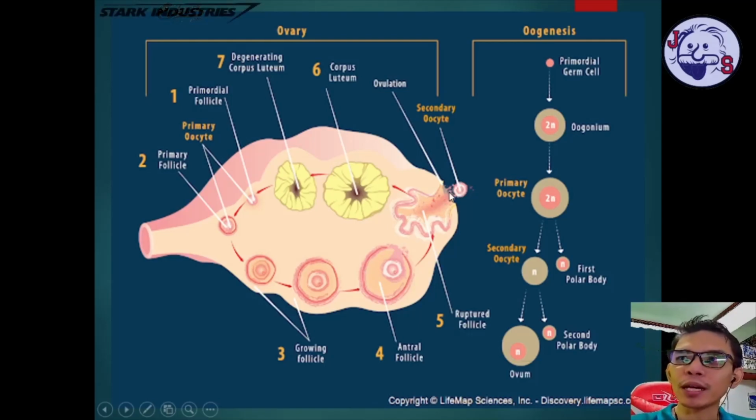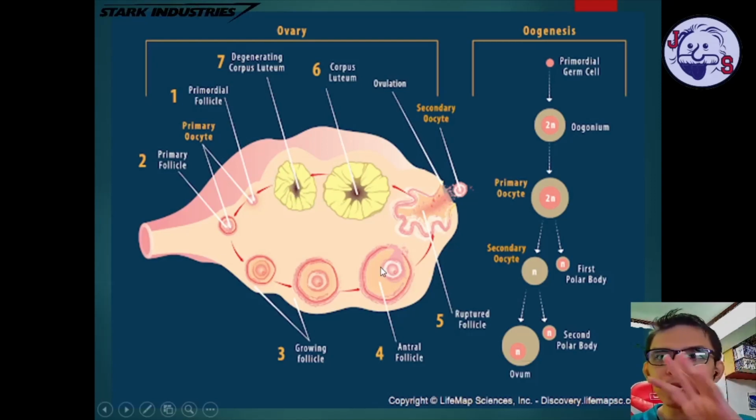Now, the secondary oocyte will be released via the process called ovulation. And this particular follicle will become the corpus luteum, just what I've shown you earlier. This corpus luteum will stay there depending on the situation. It will stay for around 1 month, or it can stay for around 9 months. Then eventually it will degenerate and the cycle continues.